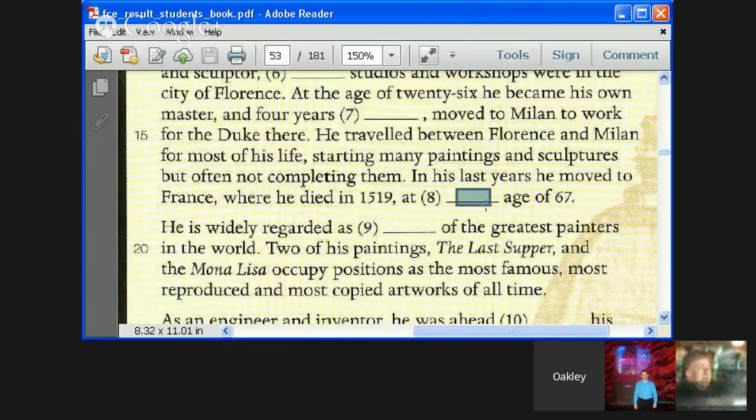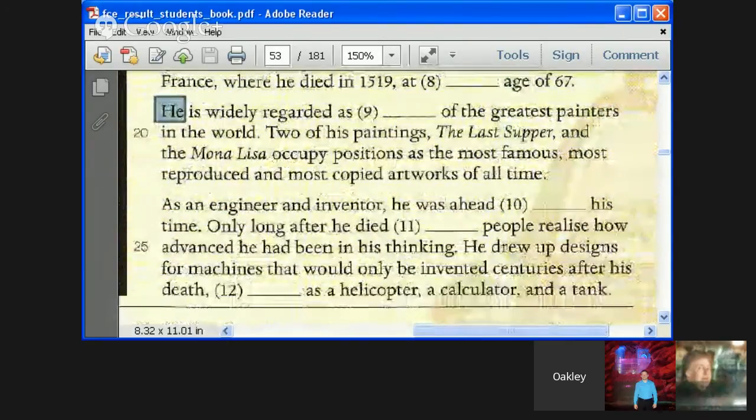Okay, you just have to understand this construction. Very common construction: at the age of 67. Obviously, this is a very specific and known age, so we use the. All right, that's an easy one. Alexei. He is widely regarded as one of the greatest painters in the world.